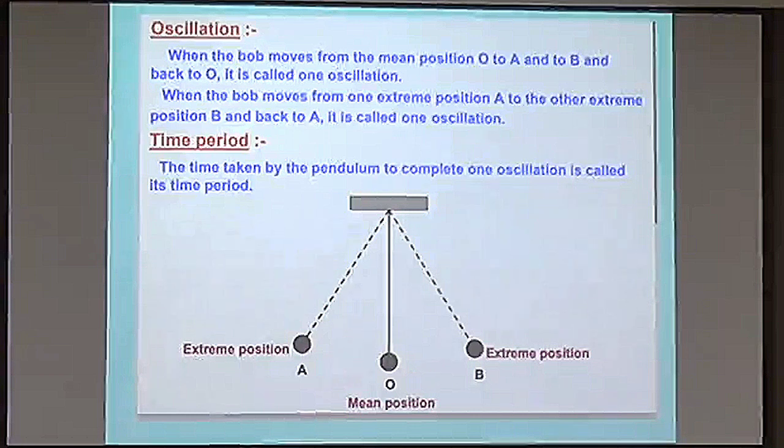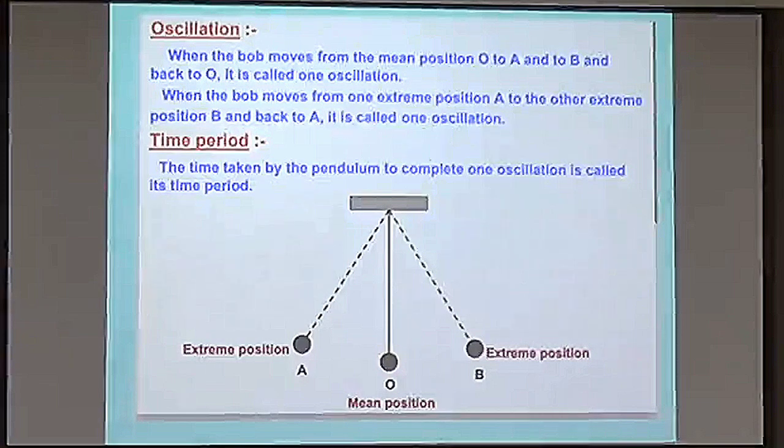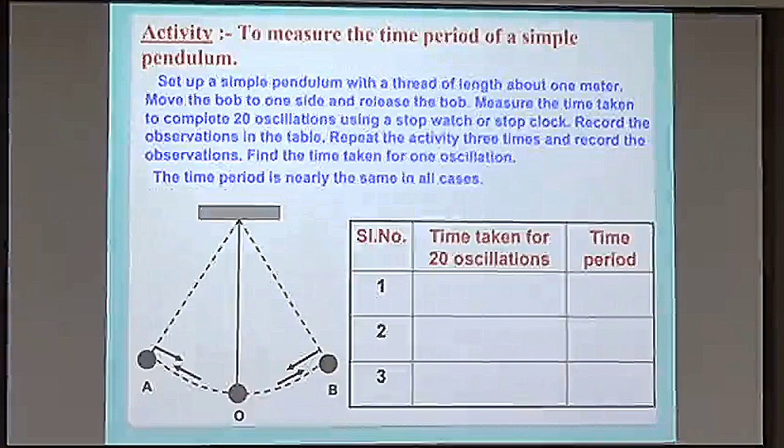Now, how much time does a pendulum take to complete one oscillation? That can be calculated by the time period. So what is time period? Time period is the time taken by the pendulum to complete one oscillation. Now, an activity to measure the time period of a simple pendulum.